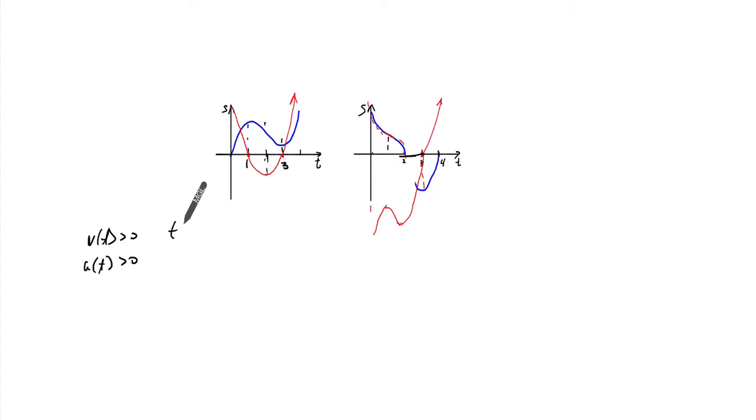So when t is greater than 3, it's speeding up. And if velocity is negative and acceleration is negative, it's also speeding up. It's negative from here to here, and the slope is negative only from 1 to 2. So t is from 1 to 2. Okay, so these two times, it is speeding up.